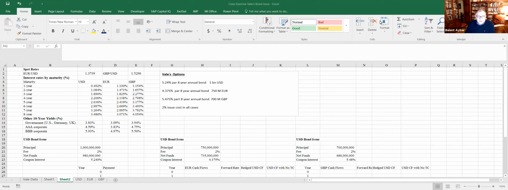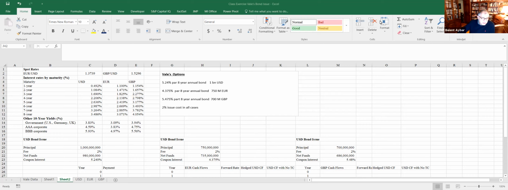We will have to factor that in when we calculate the company's borrowing costs. So the question is, what issue should Vale gravitate towards? Assuming that Vale is going to be able to hedge its euro and pound interest payments by using forward contracts. So that's an assumption that we're going to use in this case. And let me go over other data that we are given in this case.